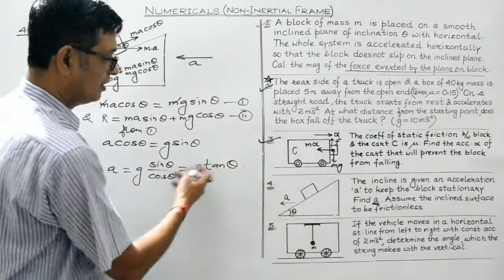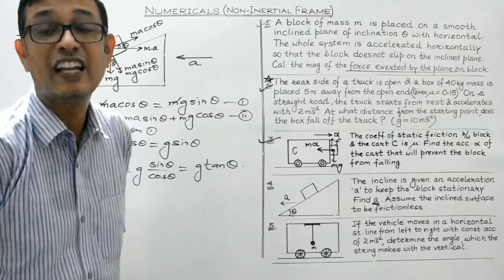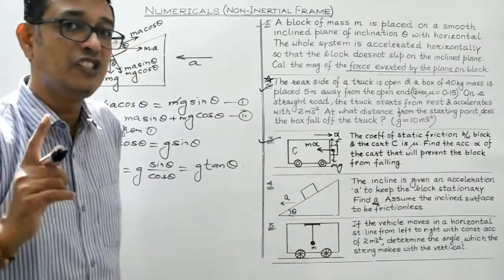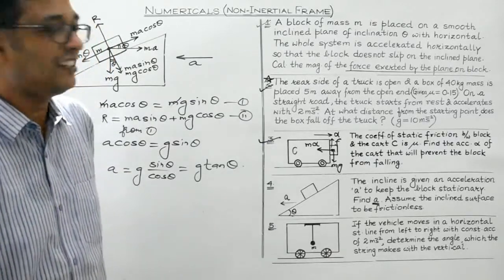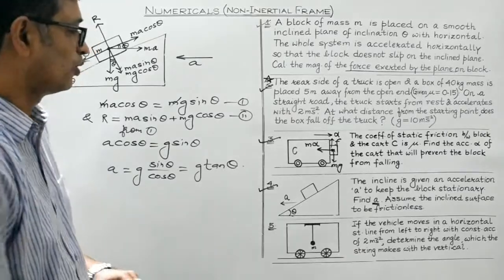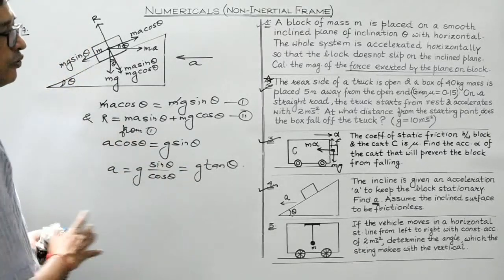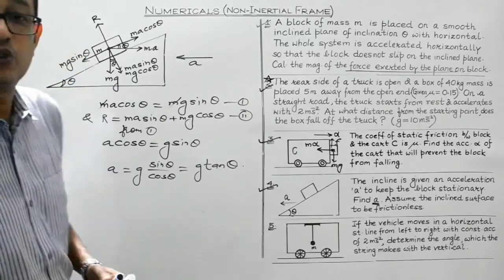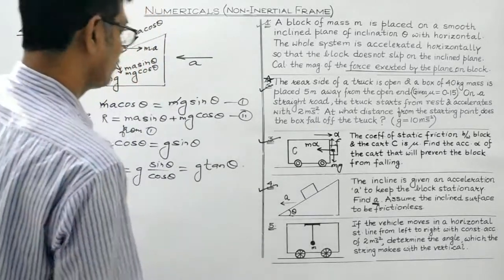So theta is given. So in terms of theta, the acceleration with which the entire system needs to be accelerated is G tan theta, right? So we are over with this question as well. This is again a very simple question based on the same concepts which we did in the previous questions as well, right? Okay, let's proceed with the last question, the fifth one.